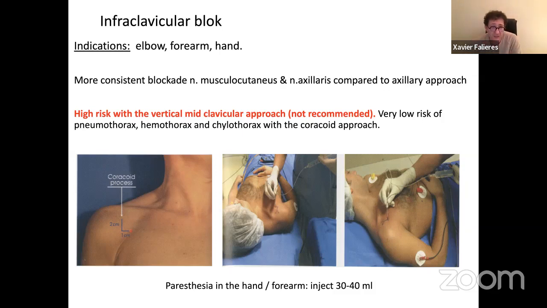For the tourniquet, don't use the vertical mid-clavicular approach. Use the paracoracoid approach as described here. 2 centimeters under the coracoid and 1 centimeter extended to the deltoid point. Here you will go perpendicular, and after perhaps 1, 2, 3 centimeters, the patient will feel some paresthesia in the hand, and then you can inject. Once again, it's a high volume block. Certainly when you don't perform it with ultrasound, 30, 40 milliliters are necessary and enough to get a good block.